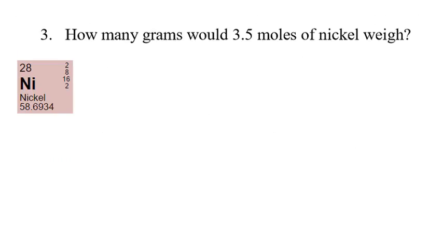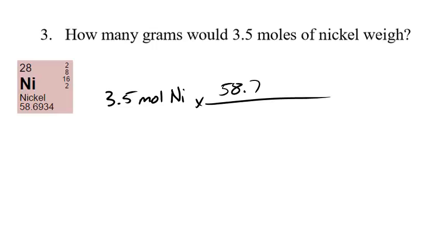How many grams would 3.5 moles of nickel weigh? We're going to again multiply by a fraction equivalent to 1. For nickel, it is 58.7 grams per mole of nickel. In this case, our moles of nickel will cancel. This is equal to 205.5 grams of nickel.